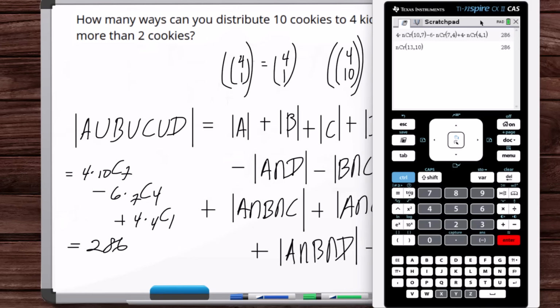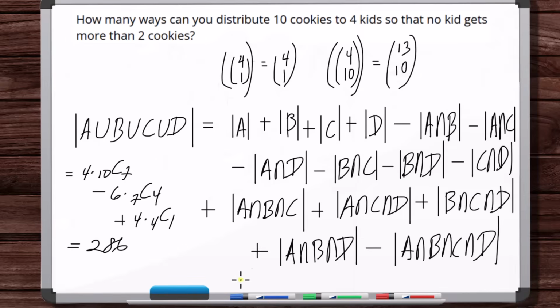It's 286. So what's that telling us? That's saying that the answer here is 0. Like, how many ways can you distribute 10 cookies to 4 kids so that no kid gets more than 2 cookies? There are no ways you can do this. So does that make sense?